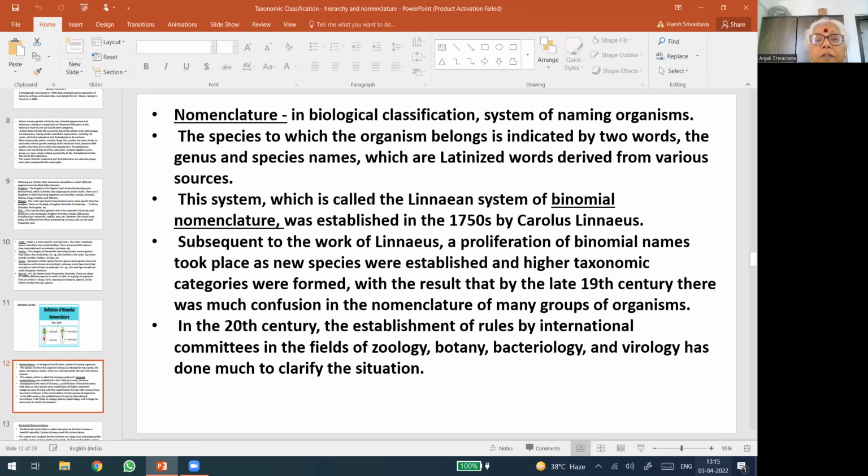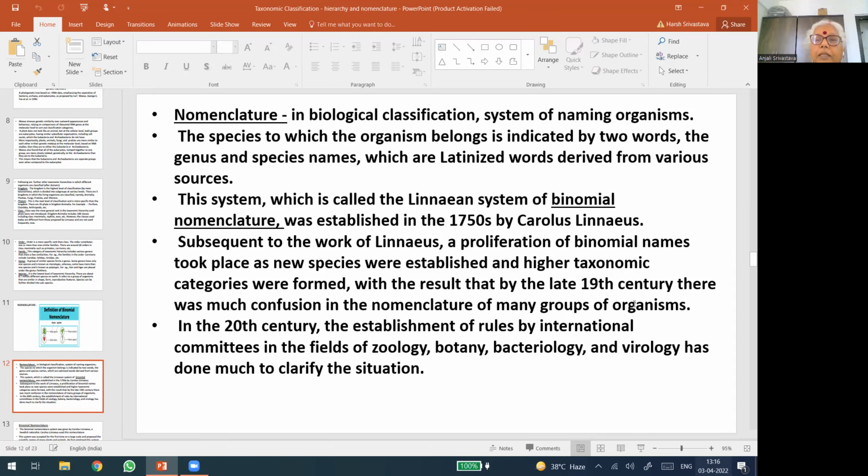Now, this subsequent work of Linnaeus, a proliferation of binomial names, took place as new species were established and higher taxonomic categories were formed, with the result that by the late 19th century, much confusion started. As science advanced and studies advanced, confusions and conflicts are an essential part of every area.